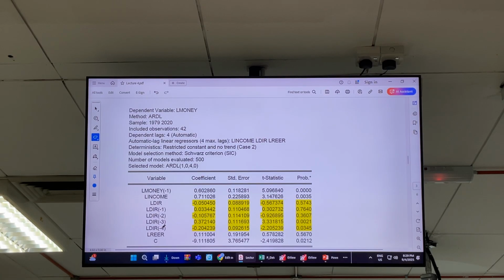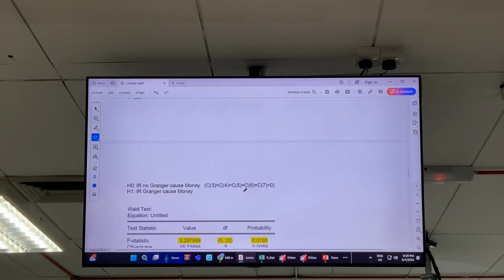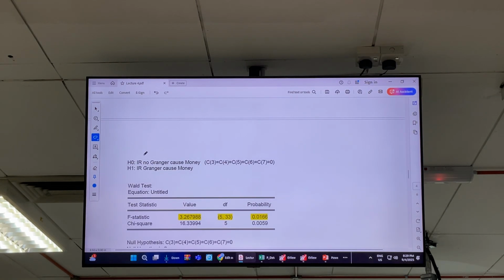And now you know what selection criterion is used: SIC, right? How many models actually helped me evaluate? 500. Wow. Then it comes out that ARDL 1040 provides the minimum SIC. That's why this is the proposed model using the SIC criterion. So if you want to test whether interest rate Granger causes money or not, we can use the Wald test to test it.